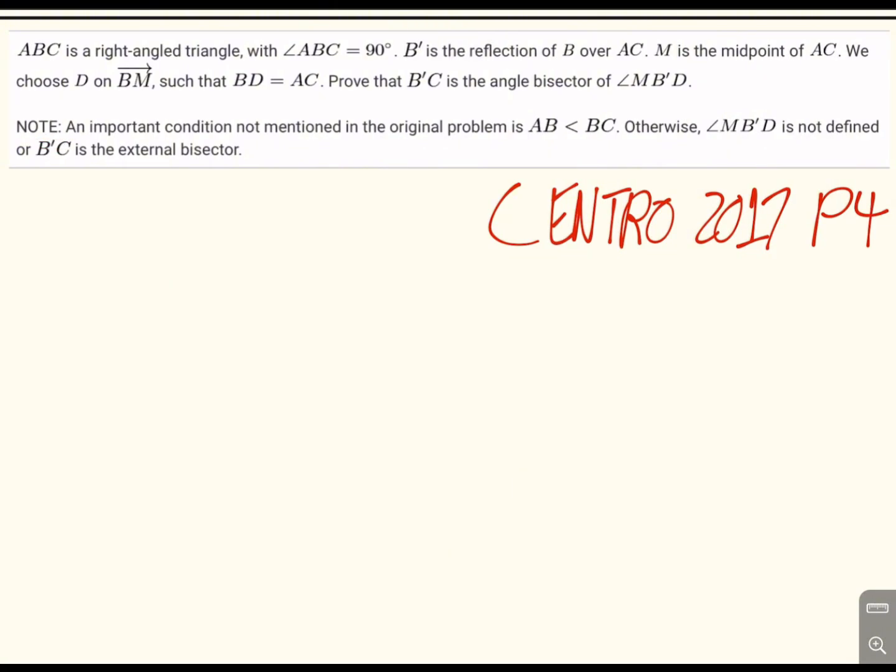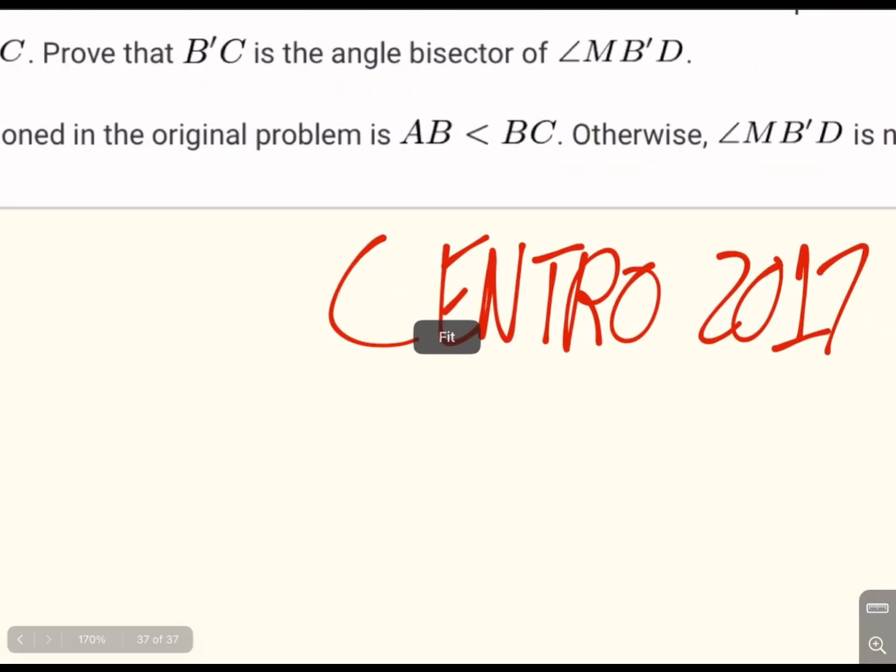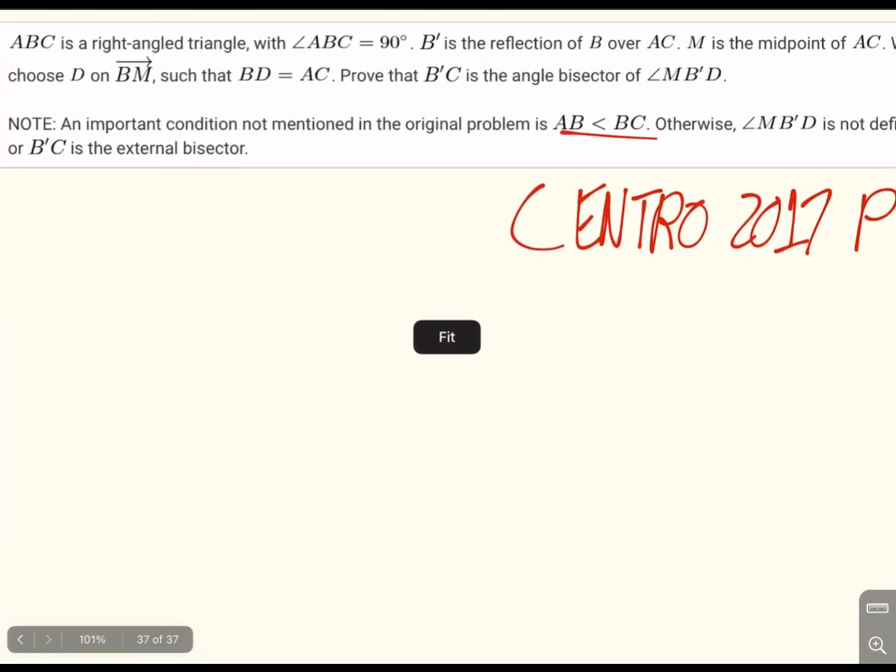Props to the person who uploaded this on the Art of Problem Solving website. I'll link the problem below. But yeah, let's draw this piece by piece. So firstly, ABC is a right angle triangle, and a very important thing, AB is less than BC. So let's draw that.